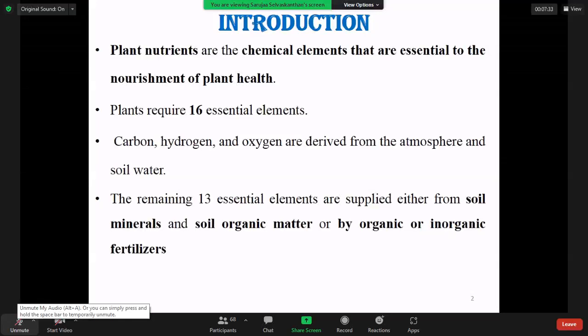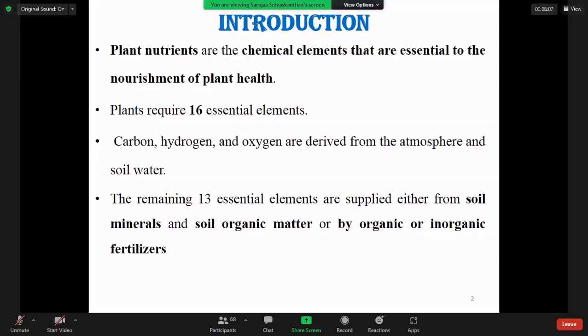Anyone? For these carbon, hydrogen, oxygen. Macro elements. Yeah, they are macro elements. In those macro elements, these 3 have a special name. Essential elements. Okay, there are 16 essential elements, essential nutrients.